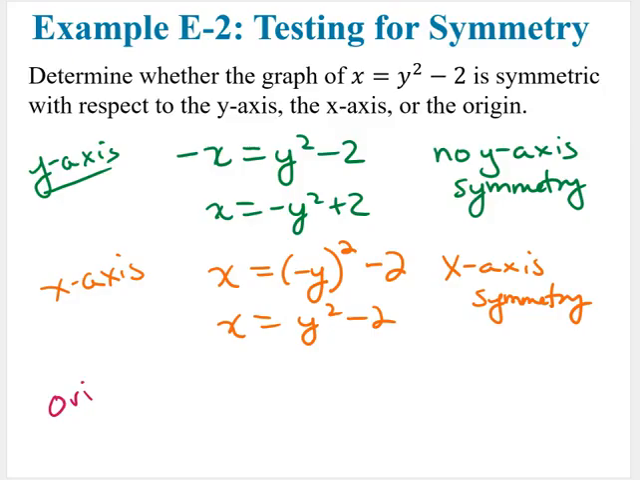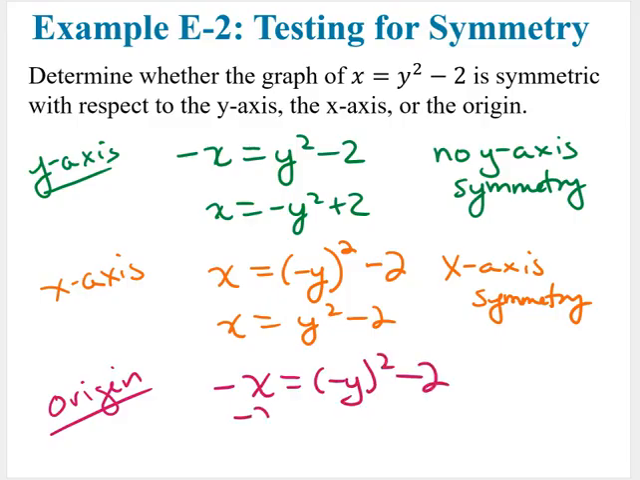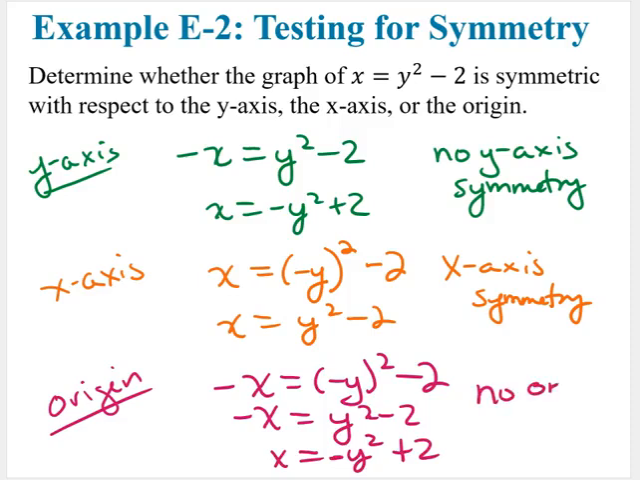All right, and then let's test for the origin. So origin symmetry, you're going to make both of them negative. So I'm going to make the x negative, and then I'm also going to make the y negative. And then clean everything up. So I get negative x equals y squared minus 2. And then make everything negative, so that would be x equals negative y squared plus 2. Not the same, so there's no origin symmetry. So notice tests, not difficult. Just got to plug in one of those.